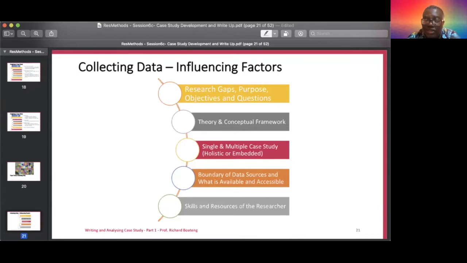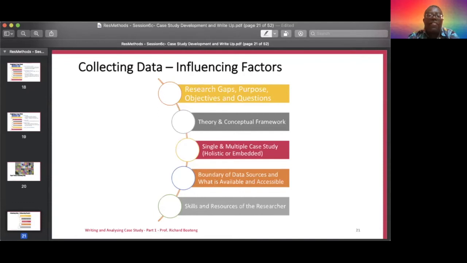But let me just tell you something. There's even more classification. If you read different authors, they have their own way of classifying case studies: holistic, intrinsic, instrumental, collective, exploratory, explanatory, historical and longitudinal cases. There are so many different categorizations. All of them have to do with the purpose of the case. What is it going to be used for?